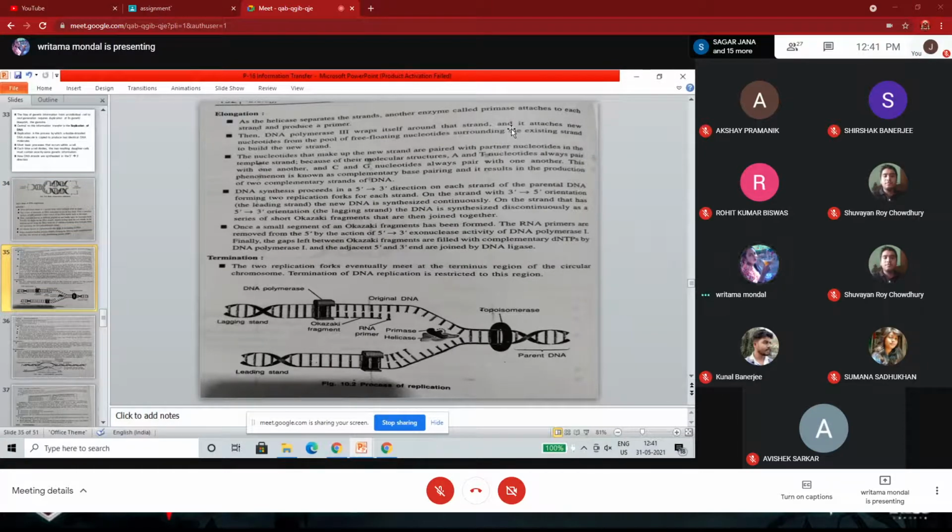Then the function of RNA primase, the function of DNA polymerase 3, the function of DNA polymerase 1. Remember that DNA polymerase 3 adds the DNA bases in both the leading strand and the lagging strand, also in between the RNA primers in the lagging strand. What does DNA polymerase 1 do? When the RNA primers are removed, the gaps are filled by DNA polymerase 1, which adds the DNA bases in the places where the RNA primers were.